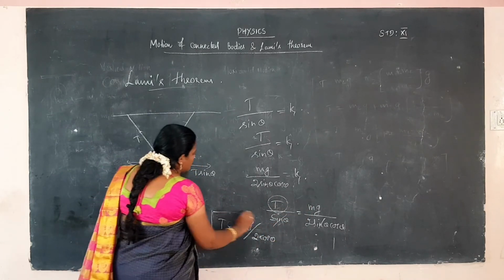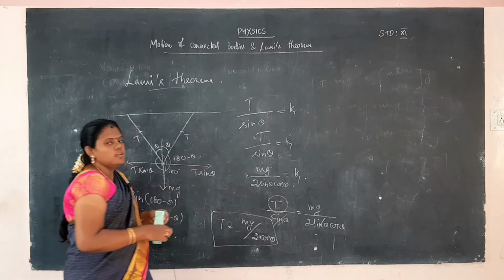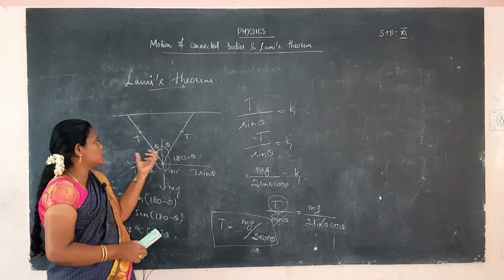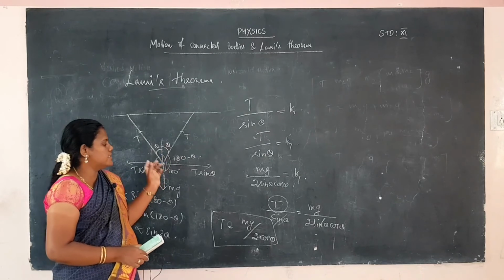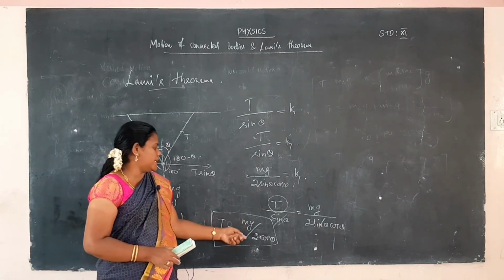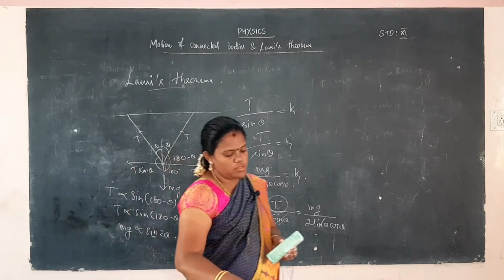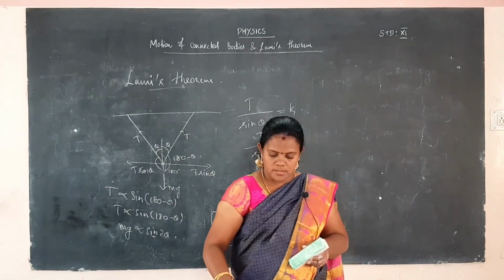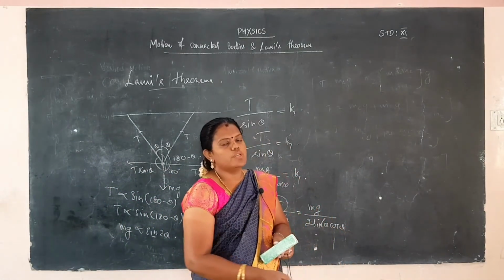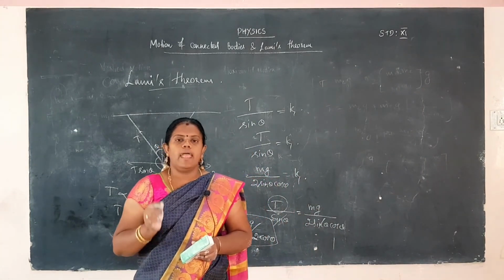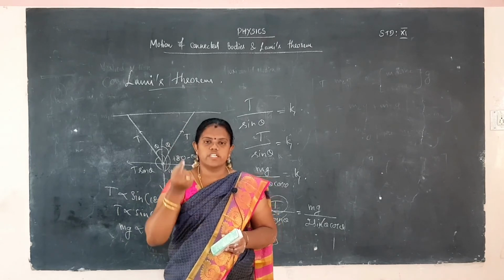This is the tension acting on the string due to the baby. The baby's weight gives the tension to the two strings. That is, the tension T is equal to mg by 2 cos theta. This is the example in your book, example 3.14.